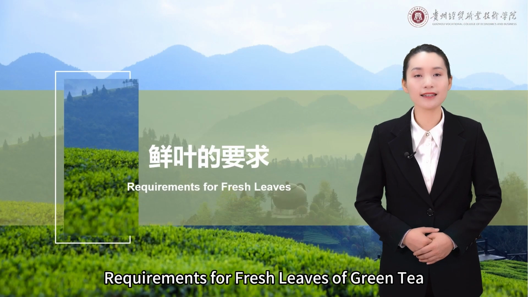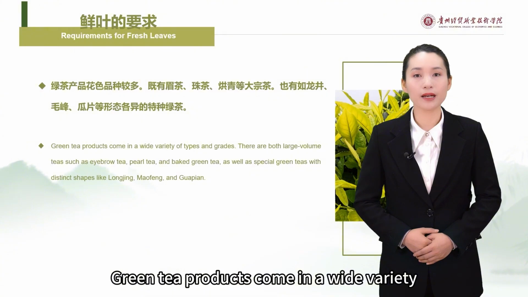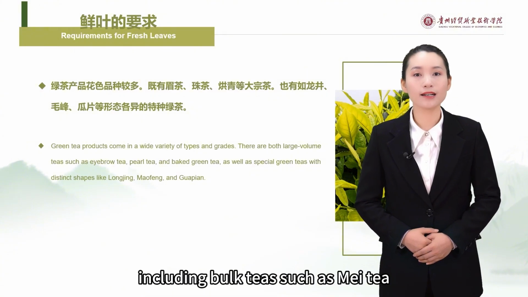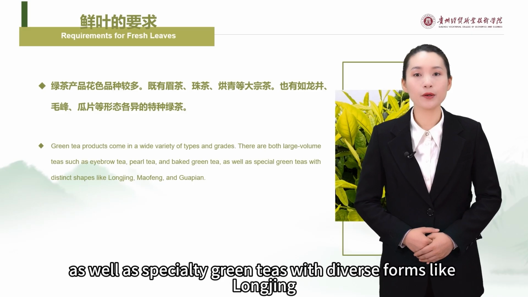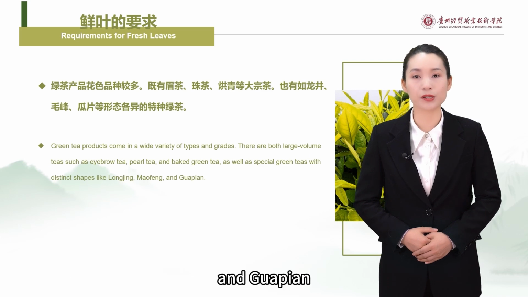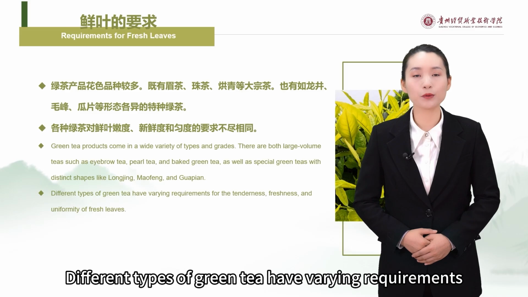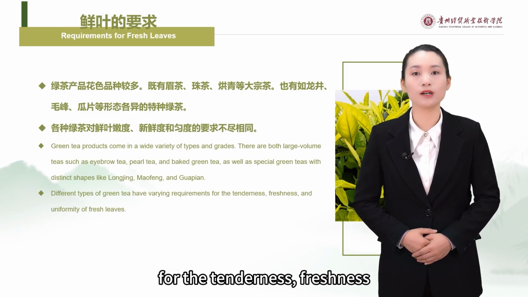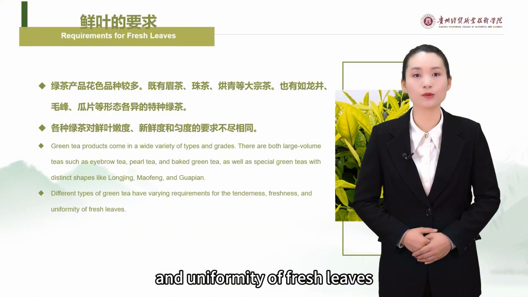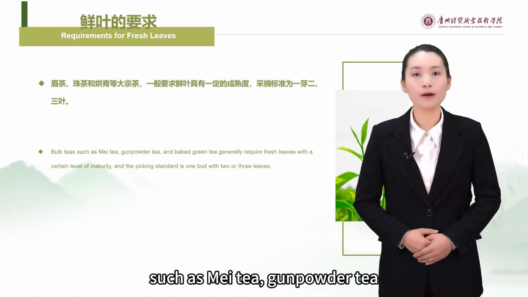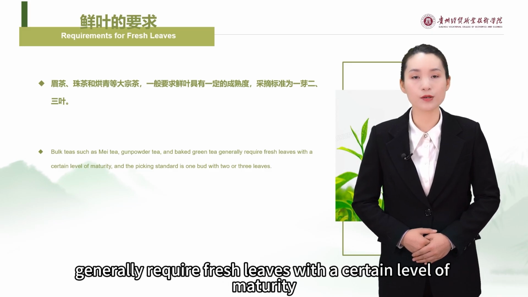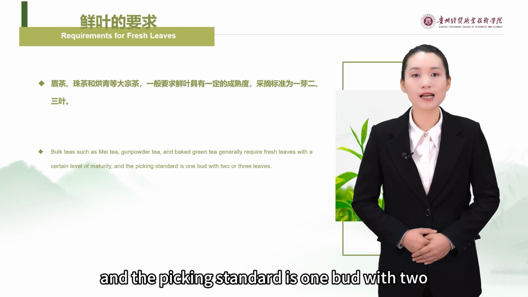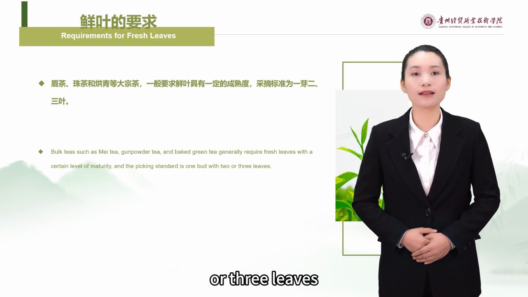Requirements for fresh leaves of green tea. Green tea products come in a wide variety, including bulk teas such as Meitan, gunpowder tea, and baked green tea, as well as specialty green teas with diverse forms like Longjing, Maofeng, and Guapian. Different types of green tea have varying requirements for the tenderness, freshness, and uniformity of fresh leaves. Bulk teas, such as Meitan, gunpowder tea, and baked green tea, generally require fresh leaves with a certain level of maturity, and the picking standard is 1 bud with 2 or 3 leaves.